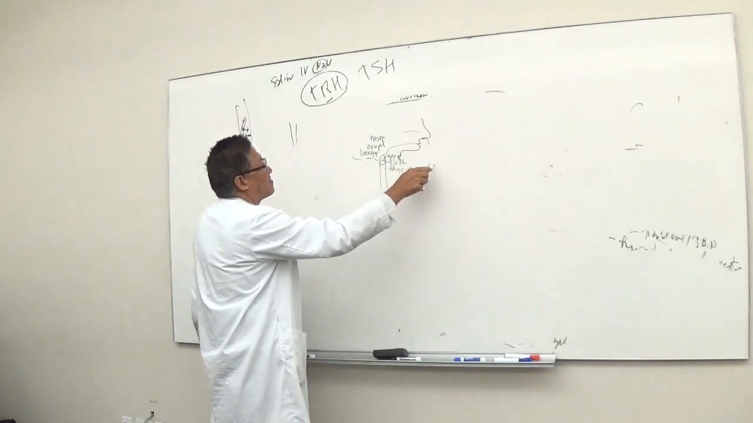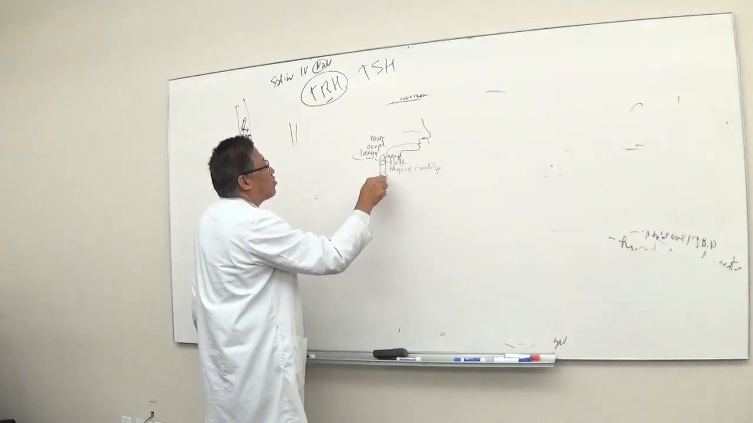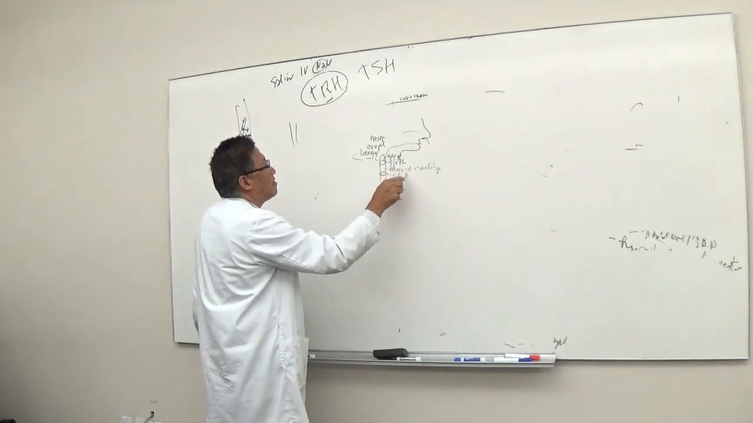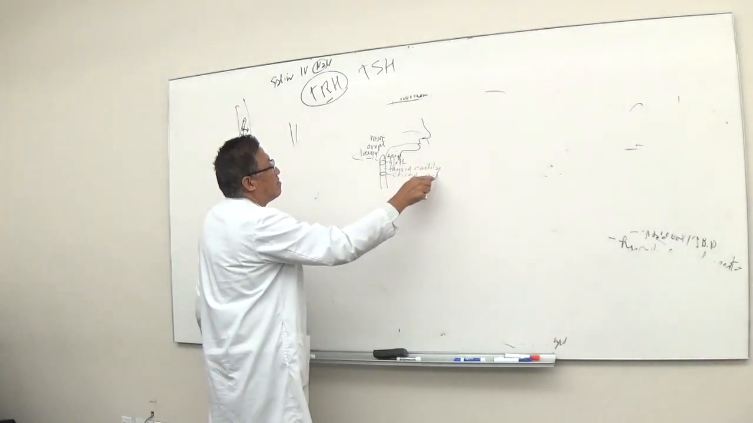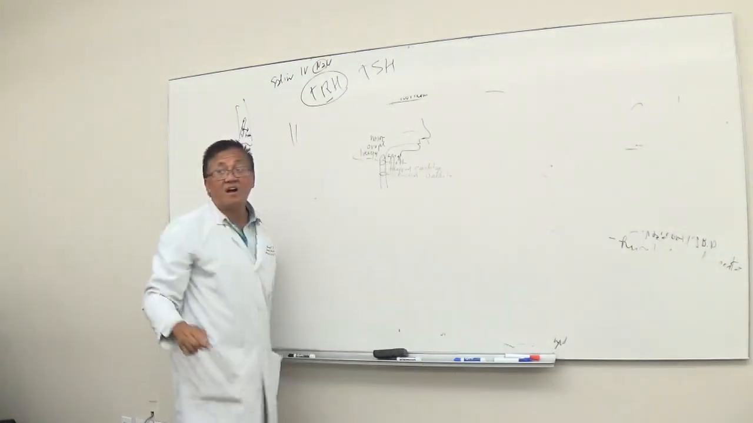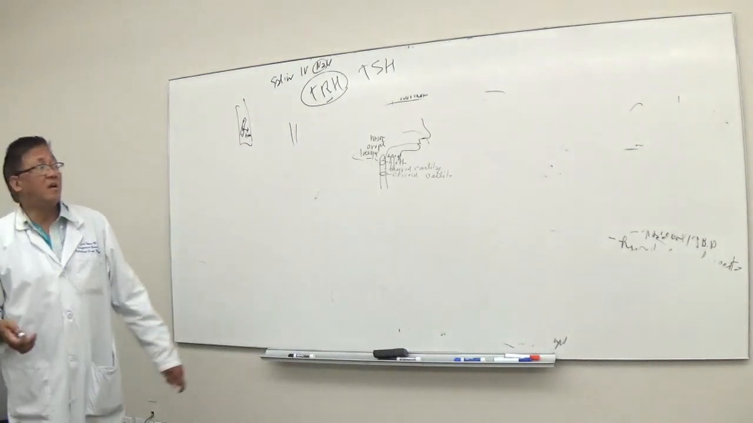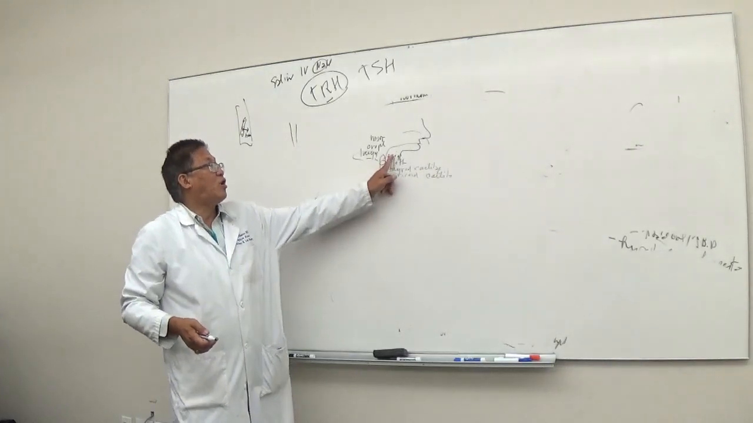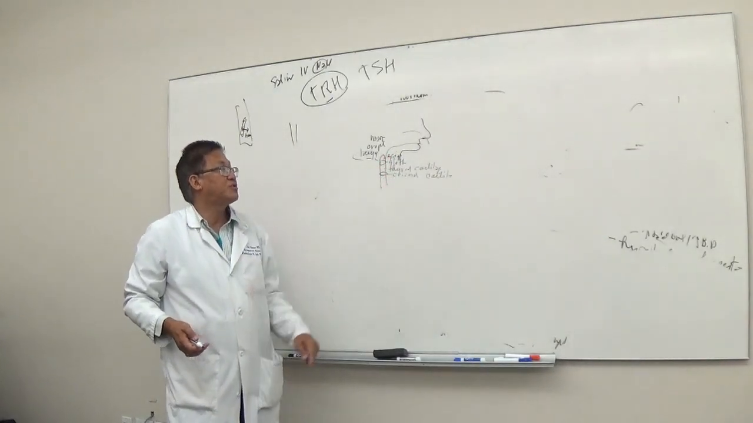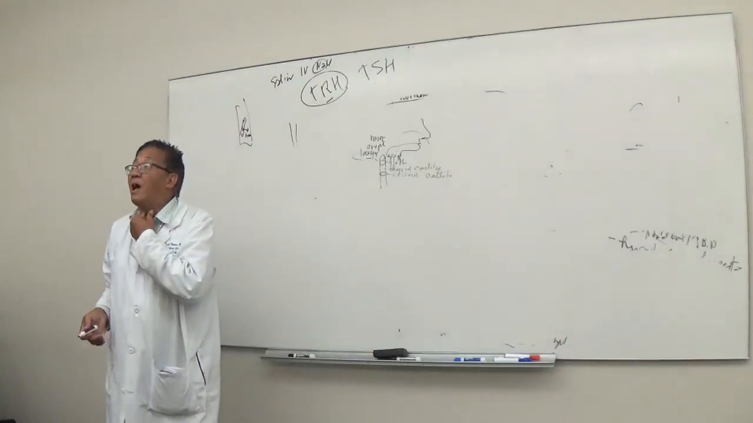Thyroid what? Cartilage. And then that ring, the signet ring, is called what? Cricoid what? Cartilage. And there are so many other cartilages there: arytenoid, cricoid, arytenoid. But these are the two big ones, or three big ones: epiglottis cartilage, thyroid cartilage, cricoid cartilage. Thyroid is your Adam's apple.